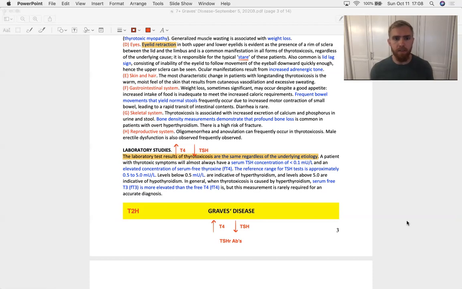In the GI system, if you don't have enough thyroid hormone, you're going to have hypomotility, so constipation. But if you've got too much of it, your bowel's just going to be cranking because it makes you metabolically active. And so frequent bowel movements that yield normal stools. Diarrhea is rare, but you are going to have a lot of bowel movements.